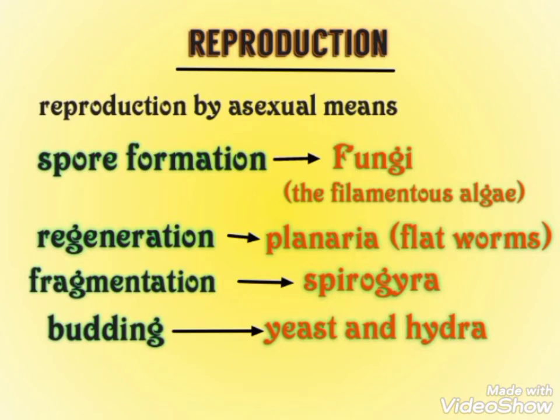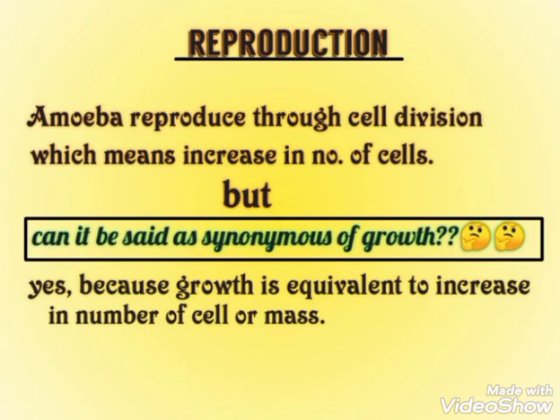Students, we all have studied about amoeba, which reproduces through cell division. It simply means that it leads to an increase in the number of cells. But can it be said to be a synonym of growth? Because growth also includes increase in mass or increase in number, and here it is an increase in the number of cells. So can it be said to be a synonym of growth? Yes, it is a synonym of growth, because growth is equivalent to an increase in number of cells or mass.